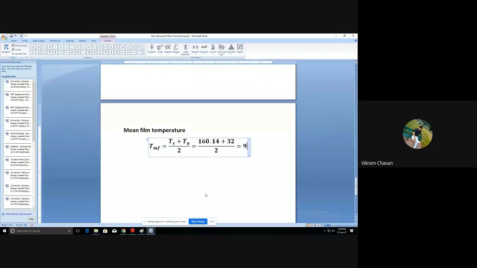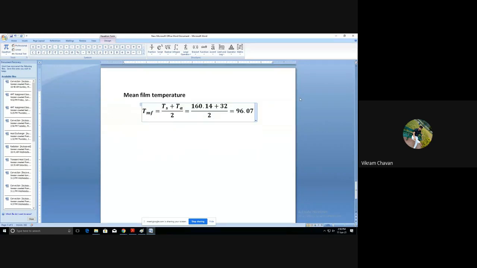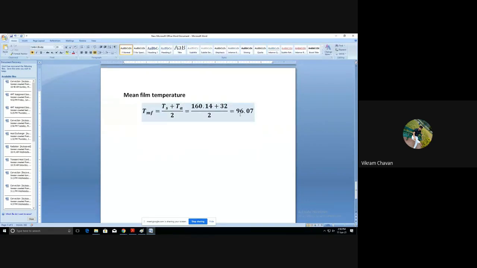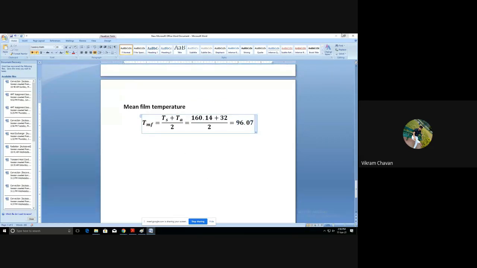96.07. Okay, 96.07. So we have to determine the properties of air like dynamic viscosity, specific heat, thermal conductivity of air and kinematic viscosity. These properties we have to check at this particular temperature, and for that reason we require the property table.